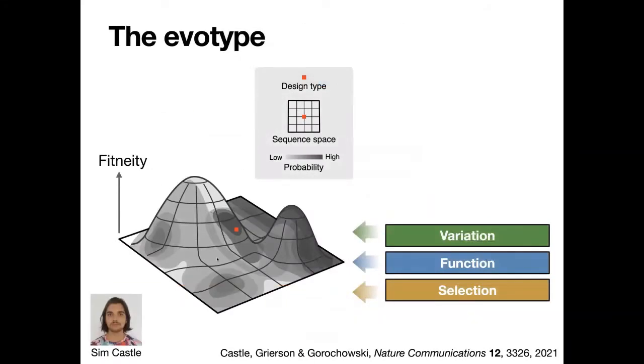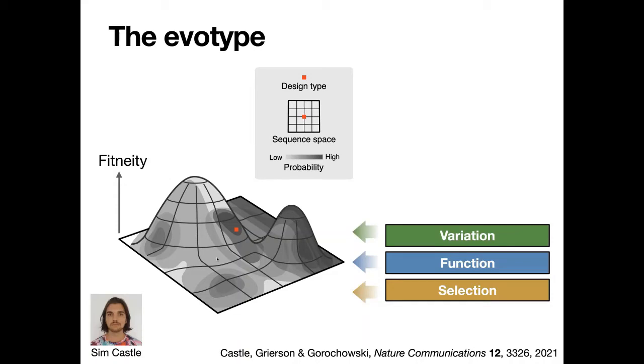Now, to be able to effectively describe and reason about biological designs in this way, we need a conceptual framework to do so. And so one of my PhD students, Sim Castle, has been developing what he calls the evotype as a way of capturing the evolutionary potential or capacity of a biological design. To understand the evotype, we leaned on the idea of an adaptive landscape, which was pioneered by Waddington, but we altered it in a number of key ways.